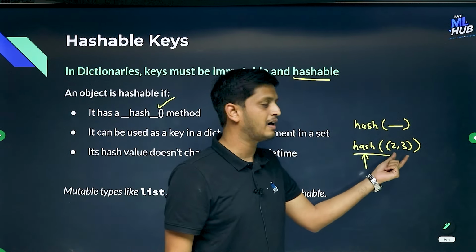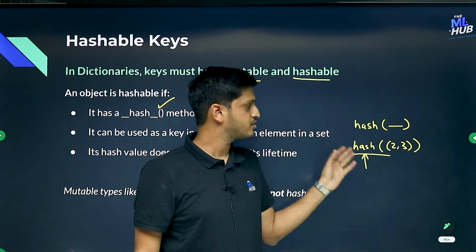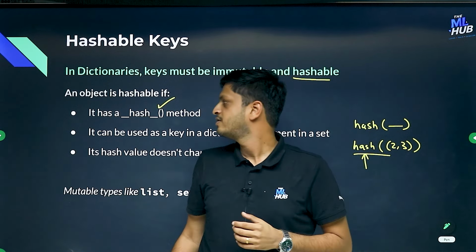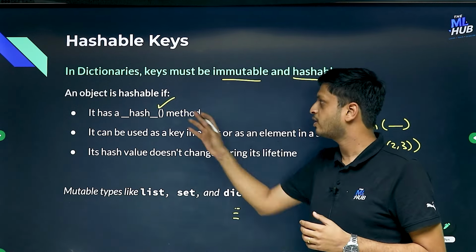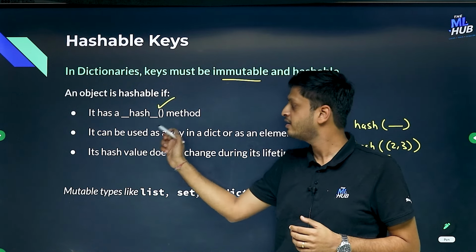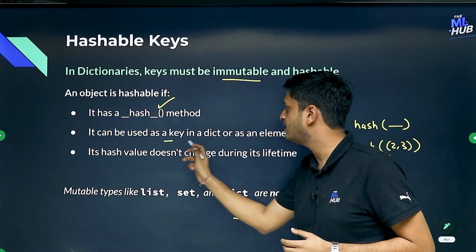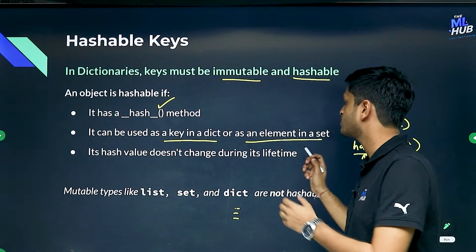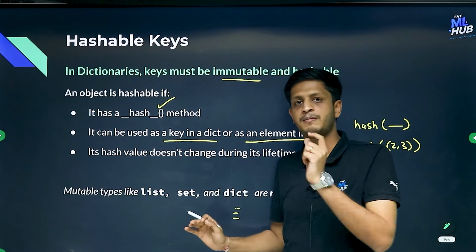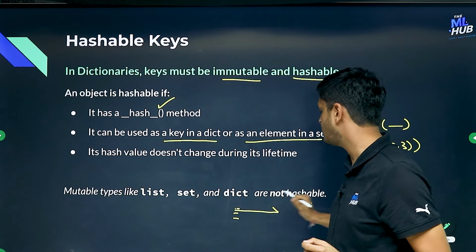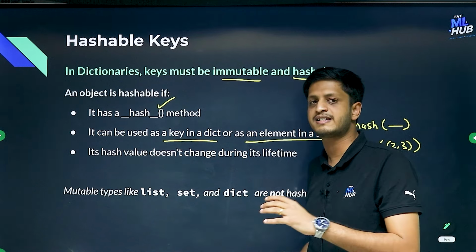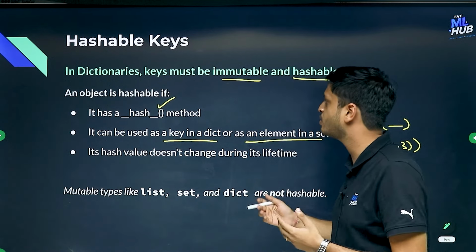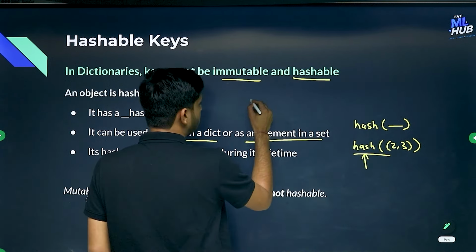And if you pass an unhashable type, it will give you an error. So in the demo, we'll try to see this. So yep, an object is hashable if it has a hash method. It can be used as a key in a dict or as an element in a set. So an element in a set and a key in a dictionary must be hashable and it must be immutable. So you cannot have a list as a key, okay? And you cannot have a tuple which contains a mutable object like this.